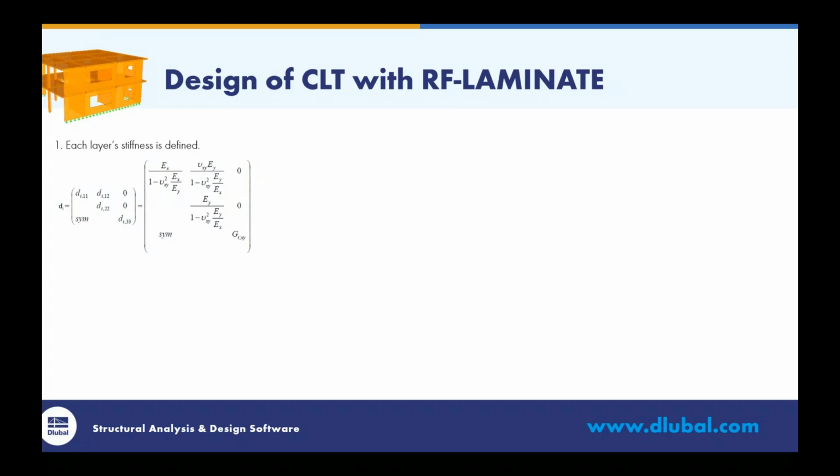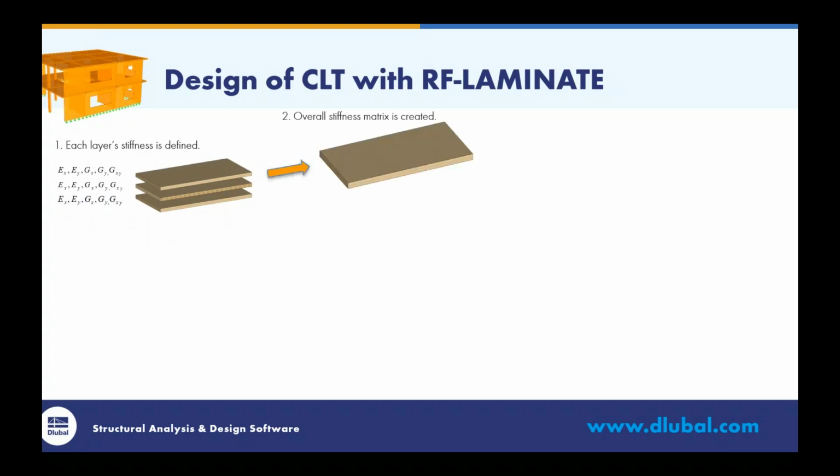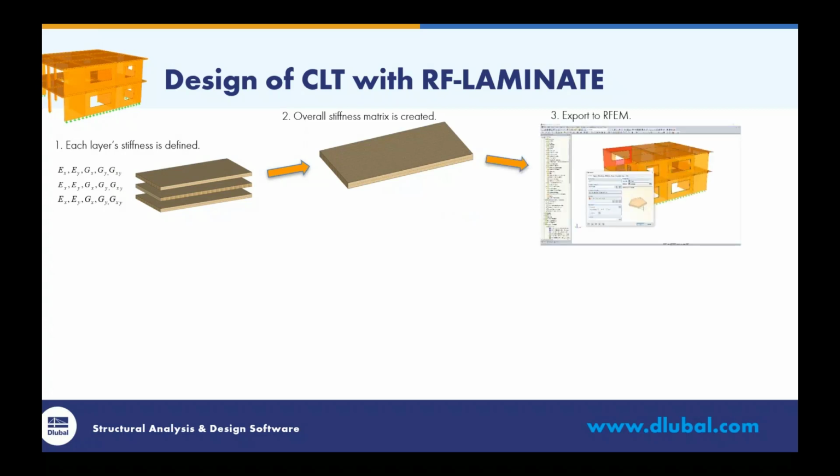So what this add-on module is going to do for us then is consider all layers together to create much more of a global stiffness matrix for the panel itself. And you can see here an example of the D11 entry, for example, for a single panel. Now we're going to take this overall stiffness matrix and we're going to export it back out to RFEM.